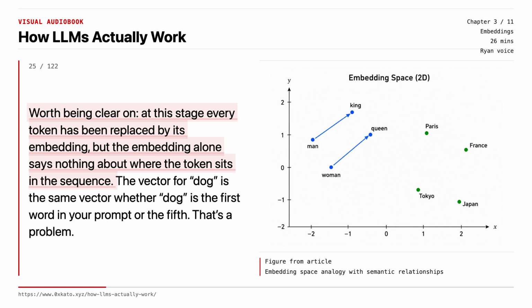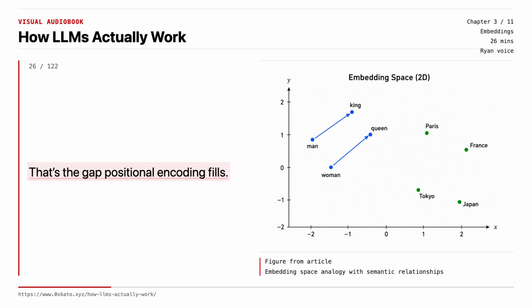Worth being clear on: at this stage, every token has been replaced by its embedding. But the embedding alone says nothing about where the token sits in the sequence. The vector for dog is the same vector whether dog is the first word in your prompt or the fifth. For word order, that's a problem. That's the gap positional encoding fills.